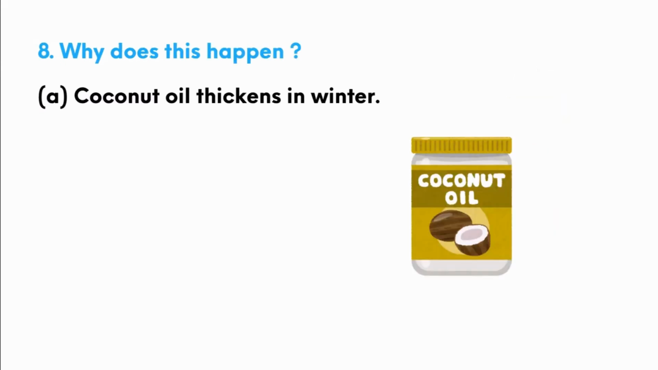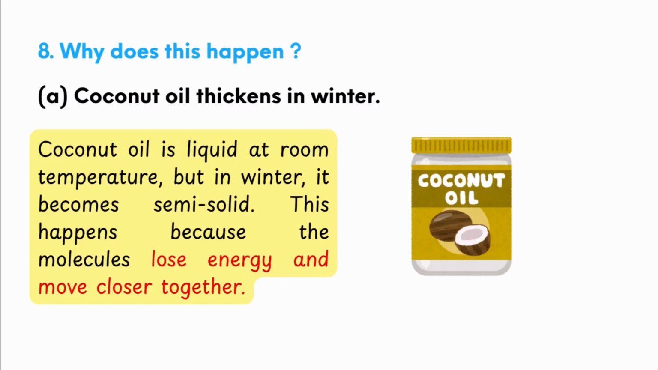Eighth question, why does this happen? Coconut oil thickens in winter. Coconut oil is liquid at room temperature, but in winter it becomes semi-solid. This happens because the molecules lose energy and move closer together. Why do the molecules lose energy? In winter the temperature is on the lower side, and that's why coconut oil thickens in winter.